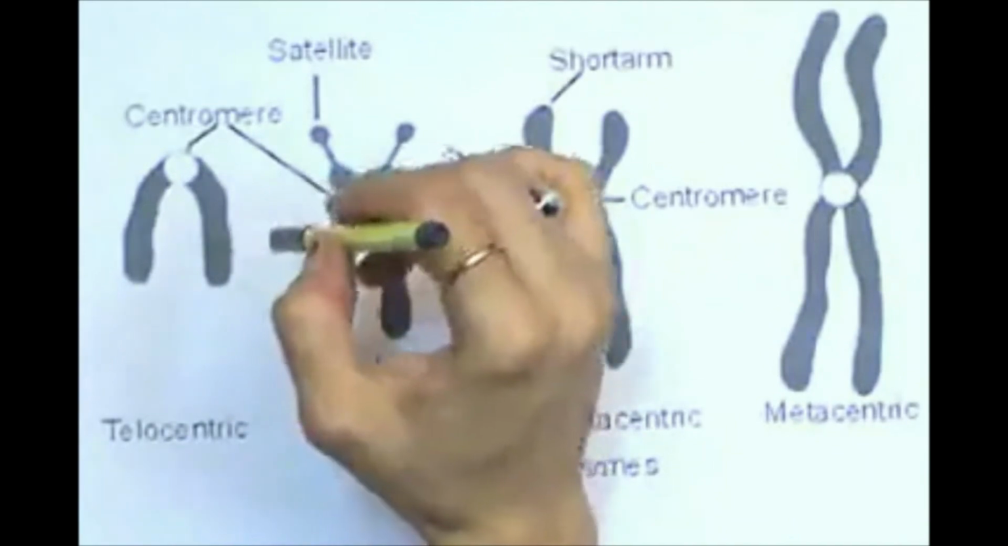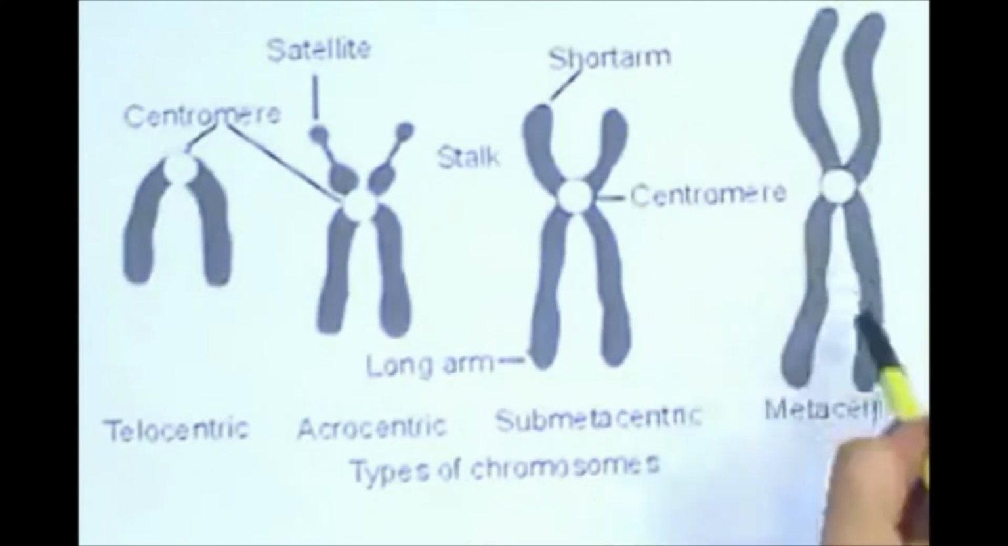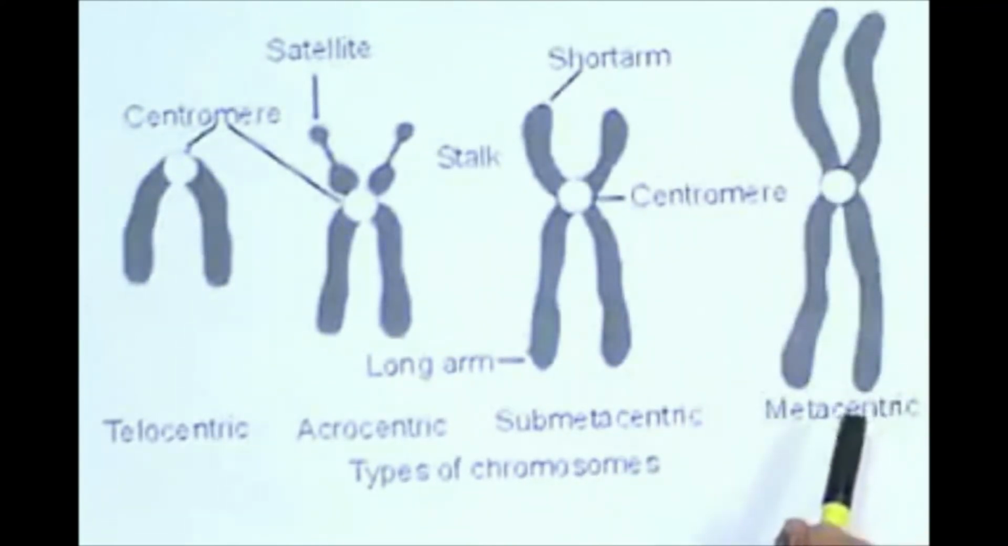The chromosomes can be classified into four major types. These are telocentric, acrocentric, submetacentric, and metacentric. These are the types of chromosomes. The metacentric chromosome has a middle centromere forming two equal arms. As you can see, two equal arms of the chromosome.